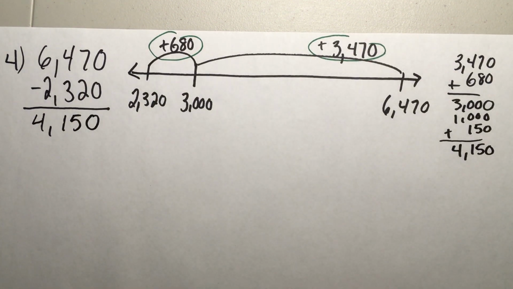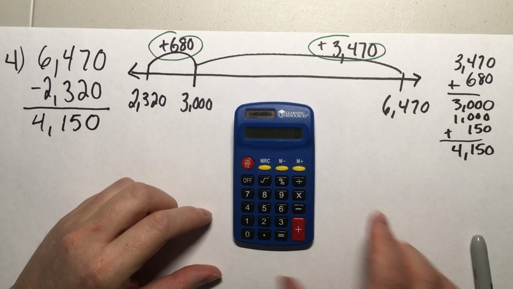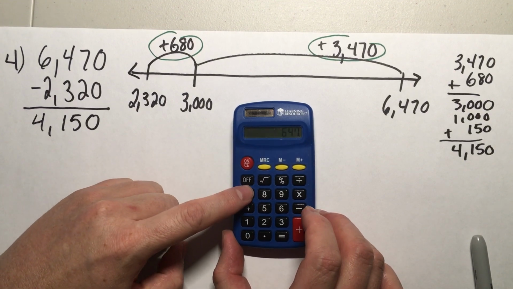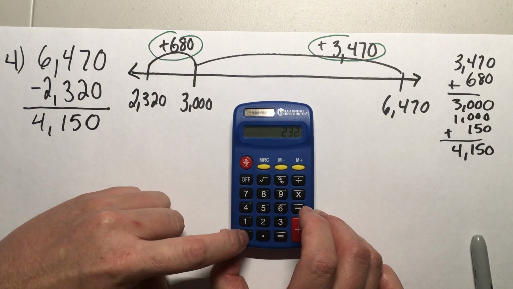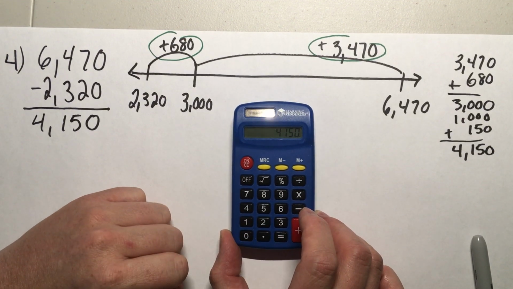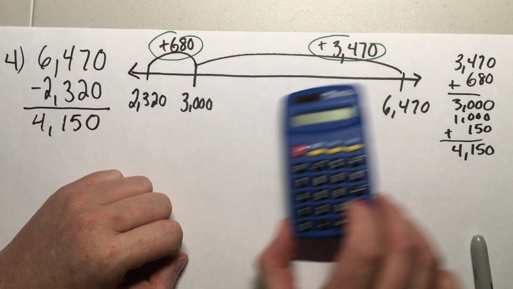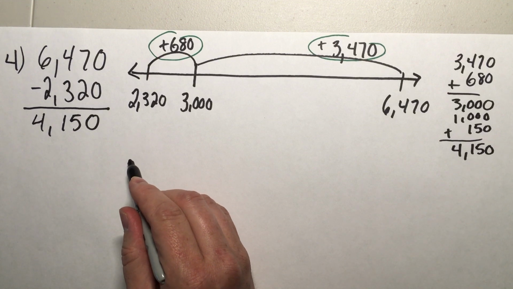Okay. All right, so it looks good. Let me double check with my calculator. 6,470 minus 2,320 equals 4,150. Okay, let's go back on the number line with that.